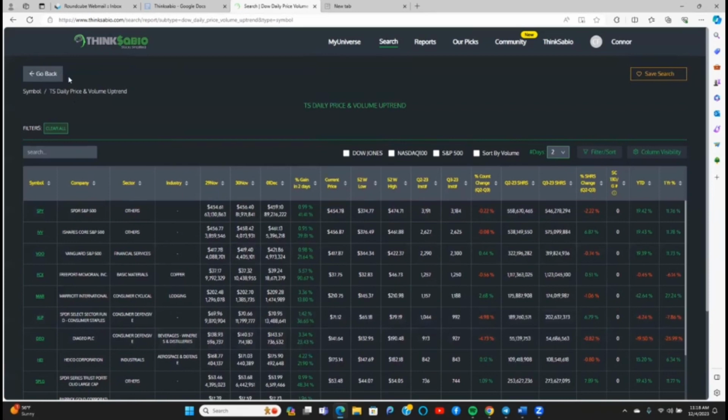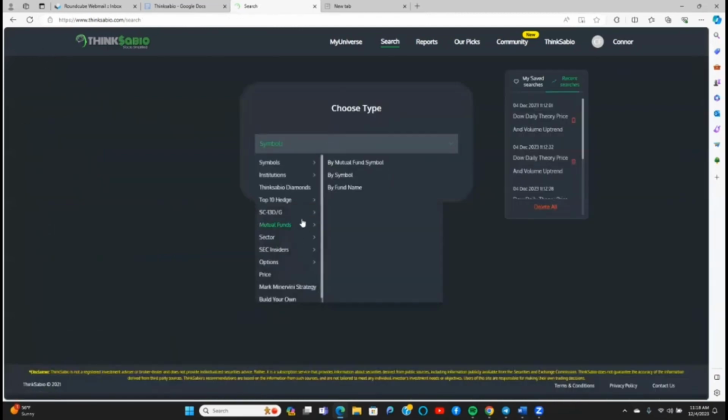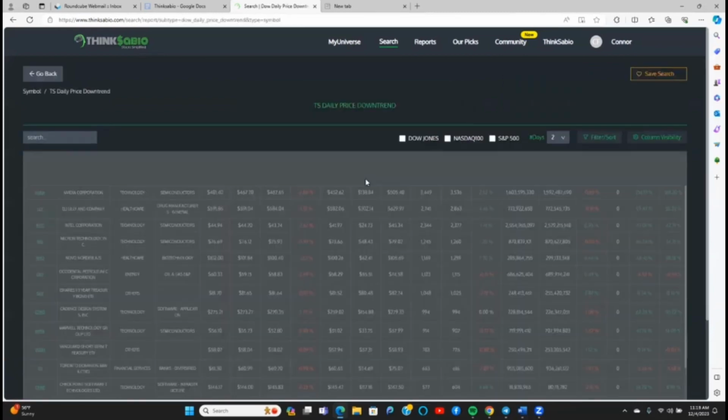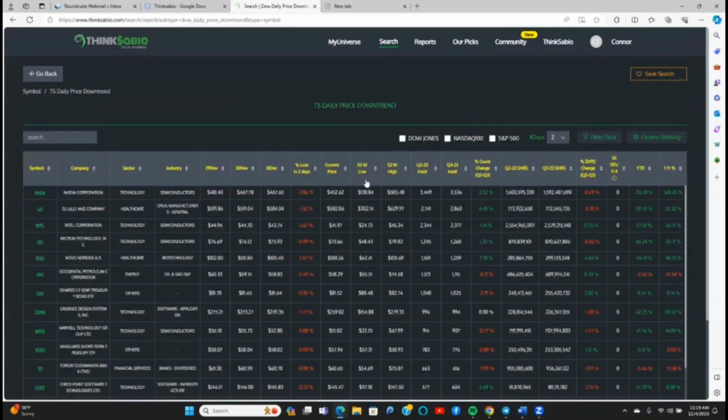So from here, the format is pretty similar, and you would navigate it the same way. It just shows the price and the volume in the same report and in the same columns for these ones right here. Then I'll give you a quick look at the price downtrend, because it's kind of similar to the price uptrend report, but in reverse.